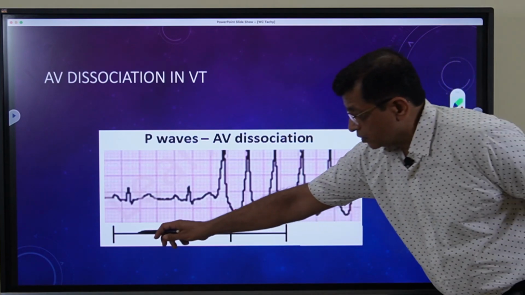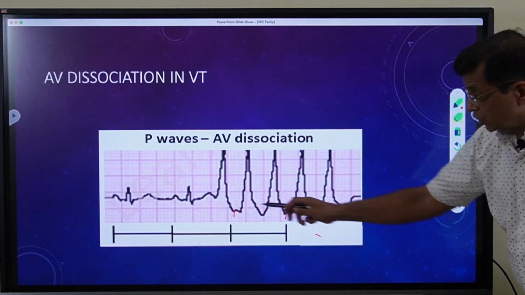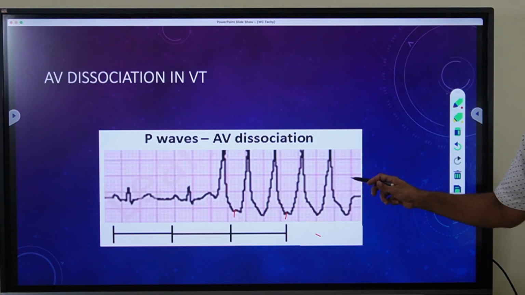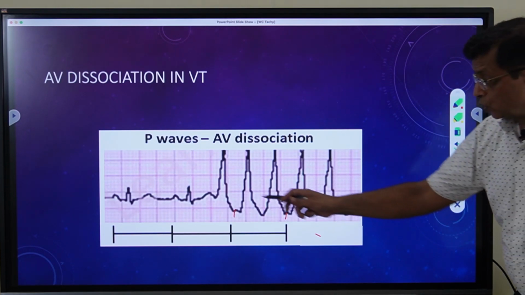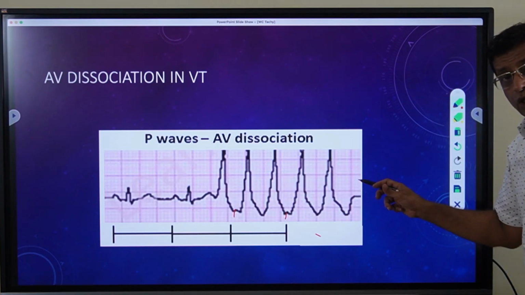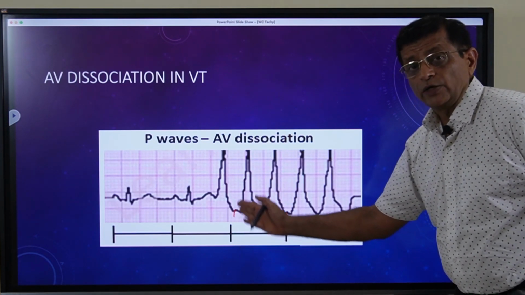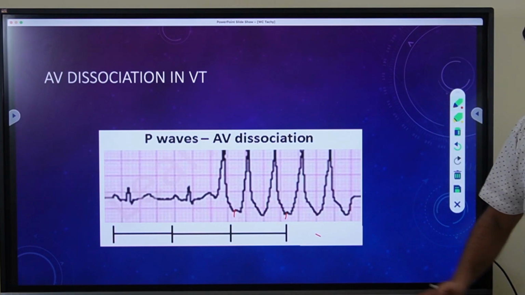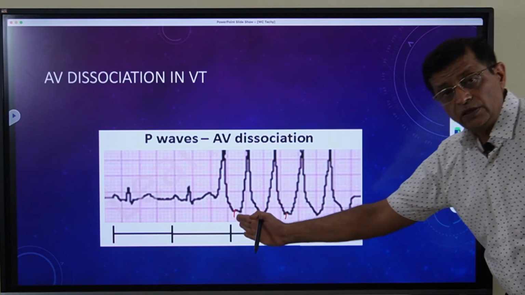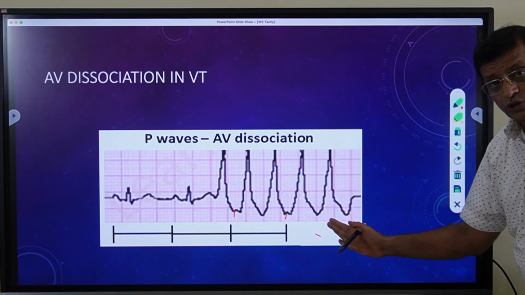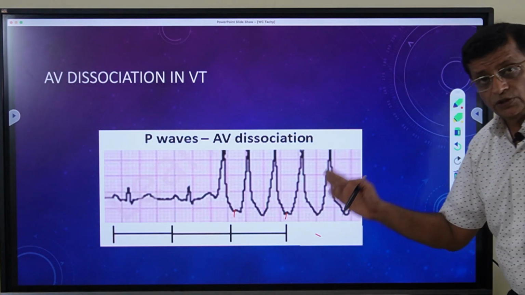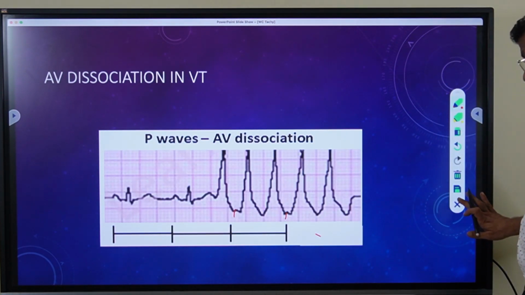So the P waves are coming at regular intervals, but the wide QRS is coming at a very fast interval. So there is no relation between the QRS and the P waves after the patient starts this wide complex tachycardia, and the QRS rate is much higher than the P rate. So this is AV dissociation, and this confirms that this is ventricular tachycardia.